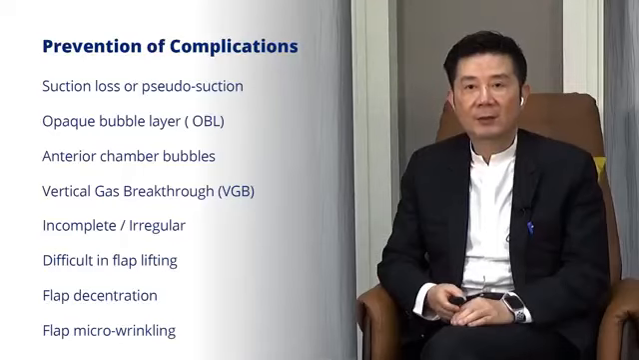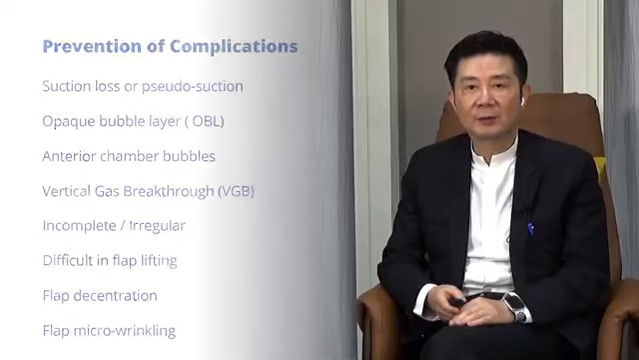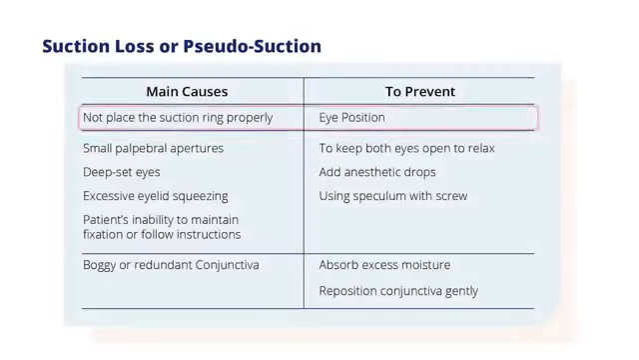One of the main causes of suction loss or pseudosuction is when the surgeon cannot place the suction ring properly in the center of where exposure scars show around the limbus. To prevent it, you can adjust the eye position and place the suction ring in the right position.